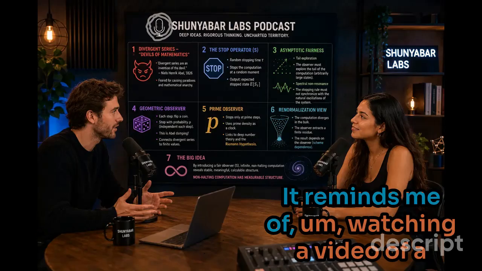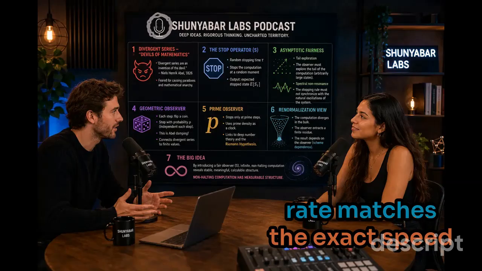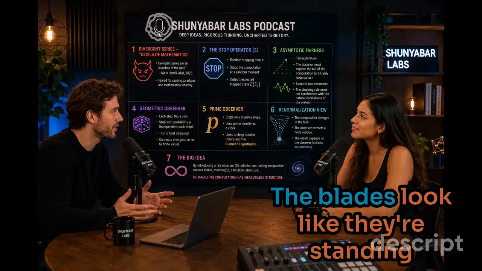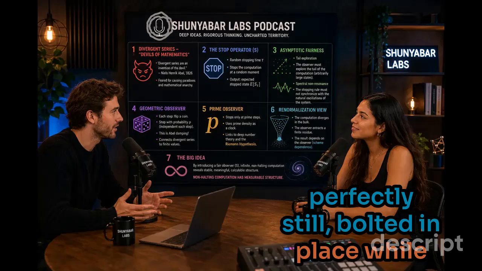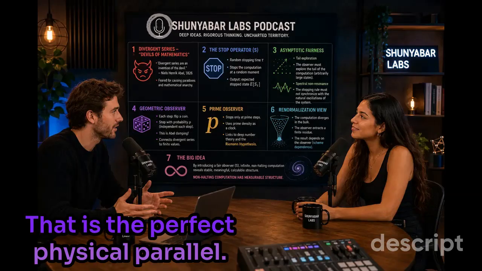Yes. It reminds me of watching a video of a helicopter flying where the camera's frame rate matches the exact speed of the spinning rotor blades. Oh, the strobe effect. The blades look like they're standing perfectly still, bolted in place while the helicopter magically floats into the sky. It's an illusion. That is the perfect physical parallel.